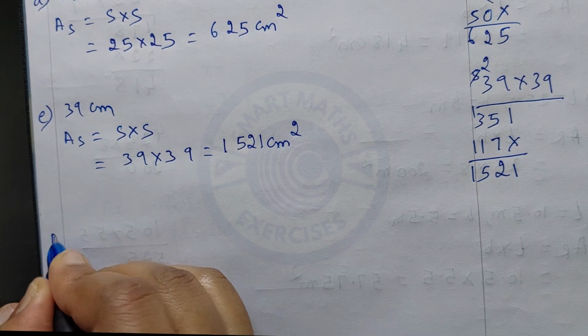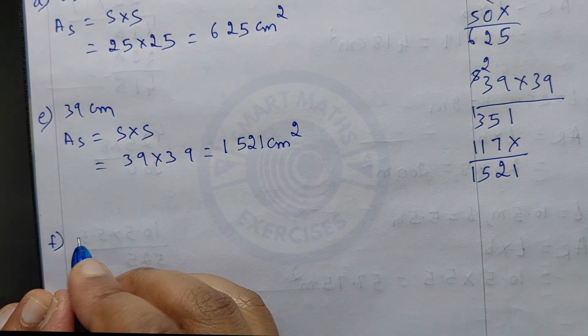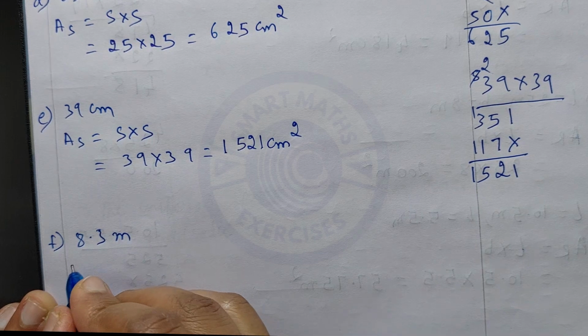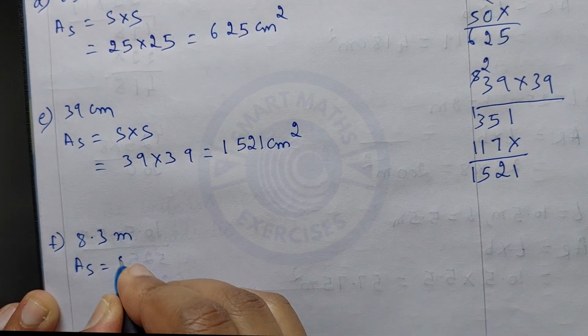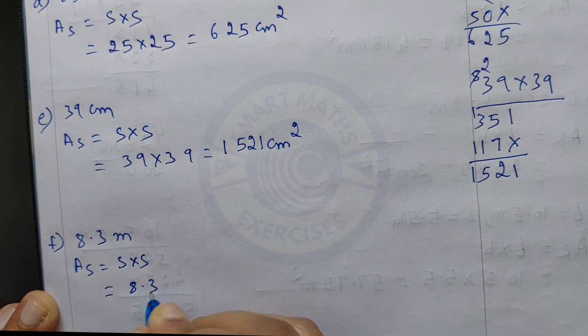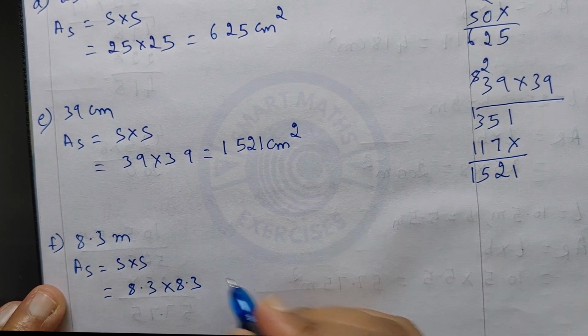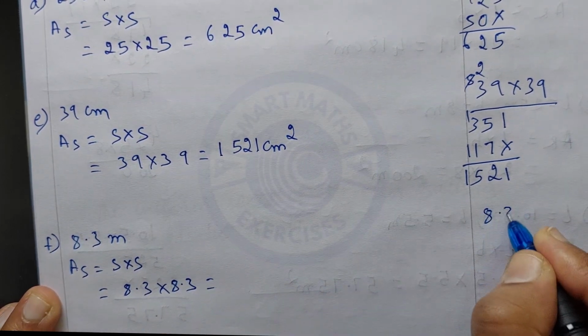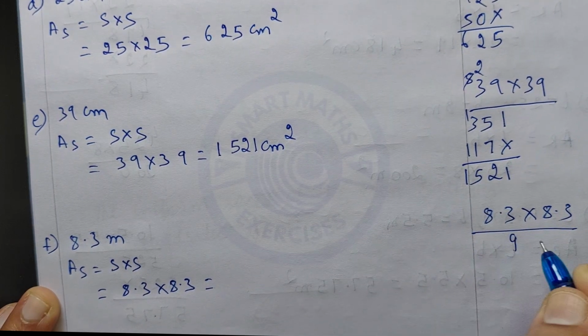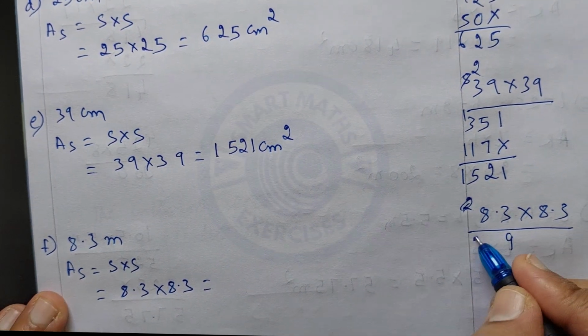Next question F. 8.3 m. Area of square is side into side equals 8.3 into 8.3. Multiply 8.3 into 8.3. 3 3s are 9. 3 8s are 24.